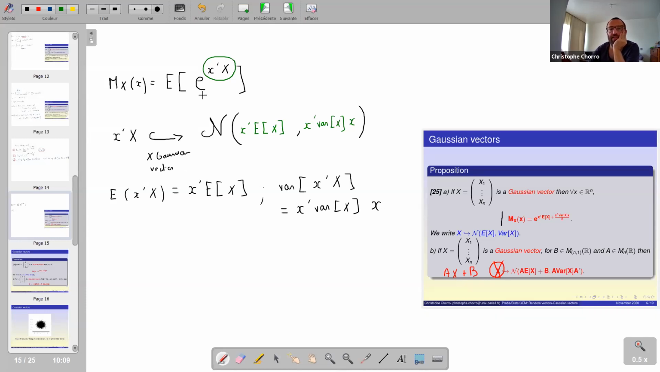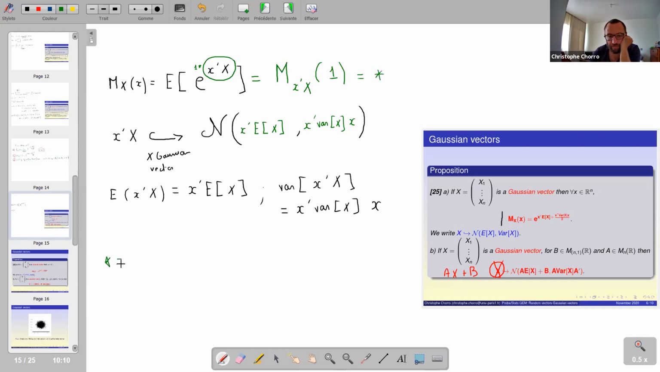Okay, and I want to compute this term. But what is this term? Here I have a random variable that is Gaussian. I can write this expression as the moment generating function of this Gaussian random variable x prime capital X at the point 1. Because if I define x prime X as the random variable, I have here just 1 times this quantity, and it's exactly the definition of the moment generating function of the random variable x prime X at the point 1. But I will continue my computation here.